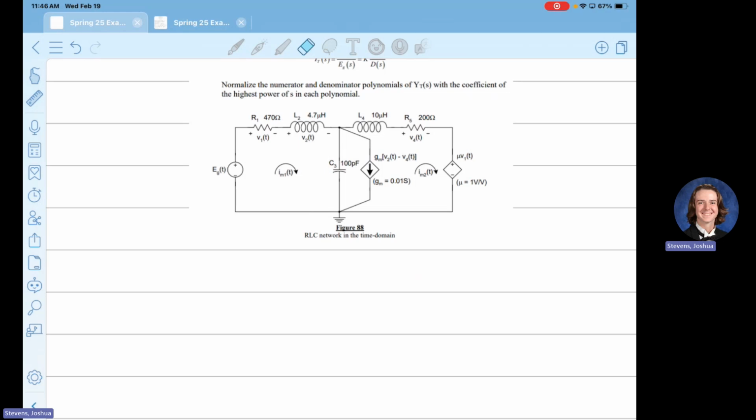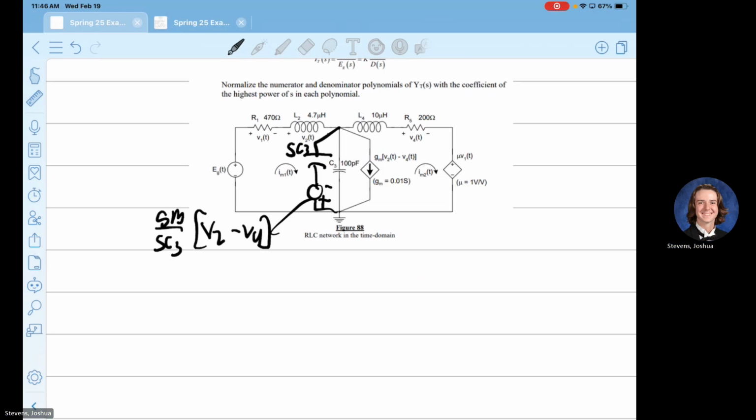Oh, I forgot the capacitor. Of course I did. All right. We're going to keep the same orientation to where plus is on the bottom. That's over here. This becomes sC3. So this becomes gm over sC3 times (V2 minus V4). We agree? Yes, exactly.